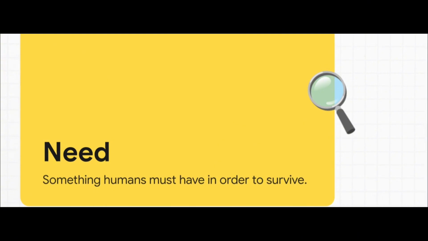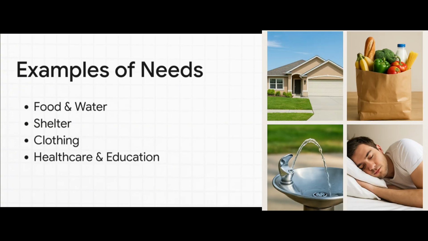Okay, first up, let's talk about needs. A need isn't just something that would be kind of nice to have. No. This is the stuff you absolutely have to have just to survive. These are the non-negotiables, the absolute fundamentals of human life. So what are we talking about here? Well, the classic examples are pretty obvious, right? Food, clean water, a roof over your head, some clothes.